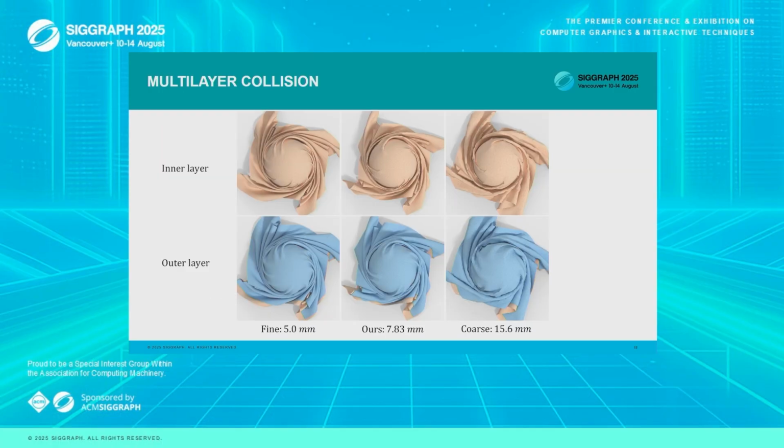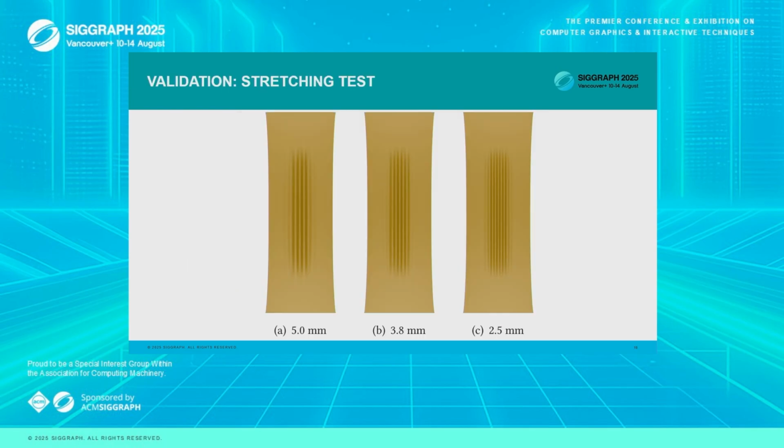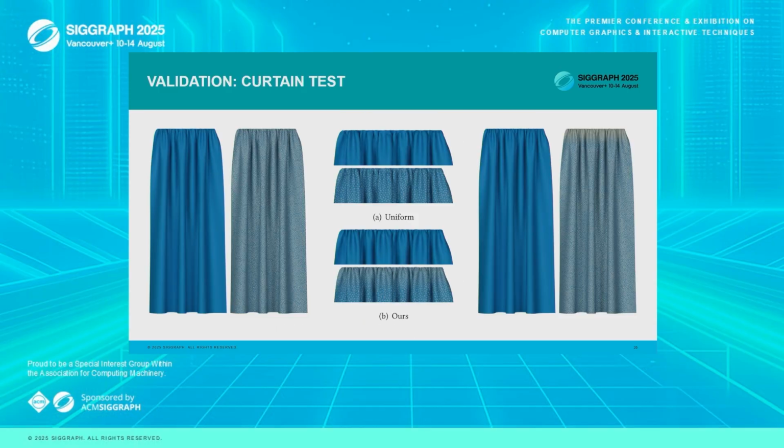And this is an example of multi-layer clothes with complex collision. Even though our estimated resolution is much coarser than the fine ones, it still gives nearly the same simulation accuracy. We also applied our method to the stretching test to verify the first wrinkle theory on wrinkle wavelengths. Our estimated resolution of 3.8 millimeters produced almost the same number of wrinkles as the fine resolution of 2.5 millimeters. We also applied our method to a curtain test to demonstrate that the resolution transition matches the measured wrinkle wavelengths.